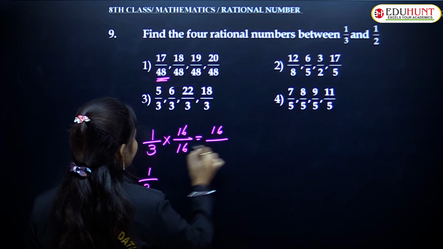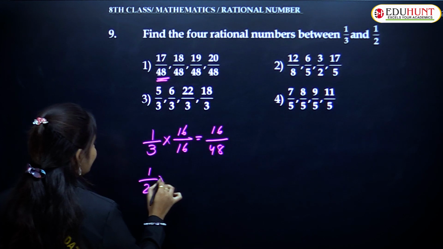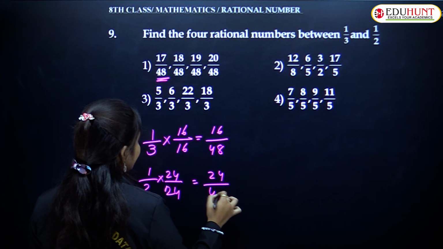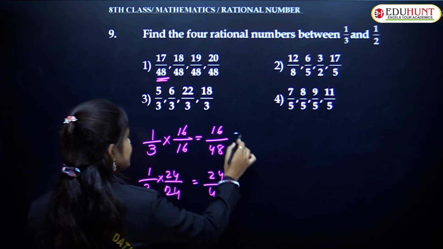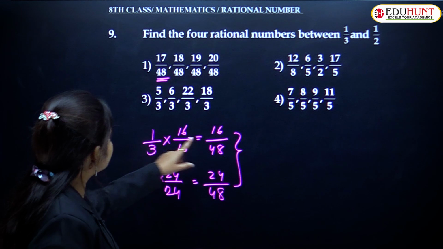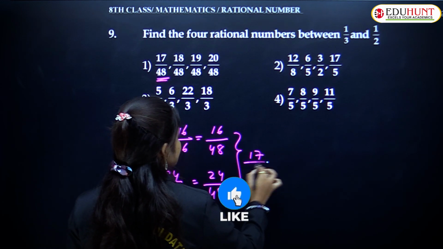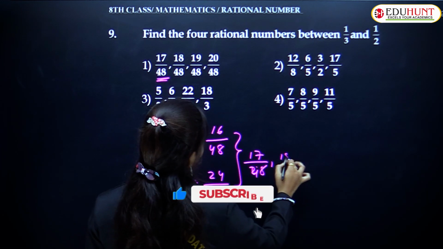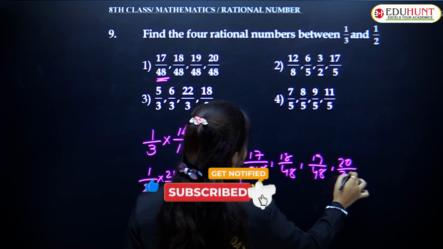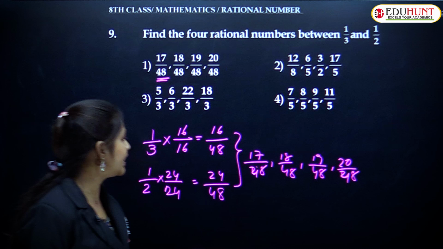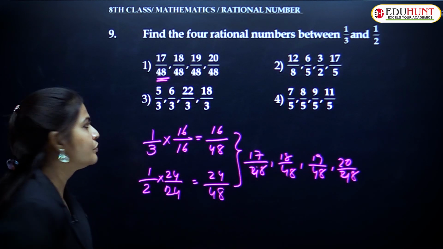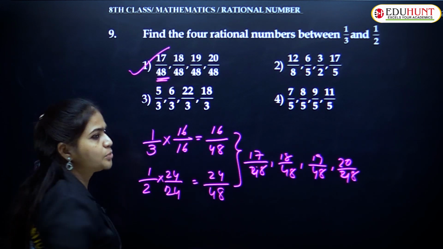Okay. So 16 by 48. And here this is 24 by 24, so 24 by 48. So the numbers which lie in between 16 by 48 and 24 by 48. Here, after 16, which numbers lie in between? 17 by 48, 18 by 48, 19 by 48, 20 by 48, 21 by 48, 22 by 48, 23 by 48. Okay. So these all are the numbers in between, no? So that's why the first option is the correct option.